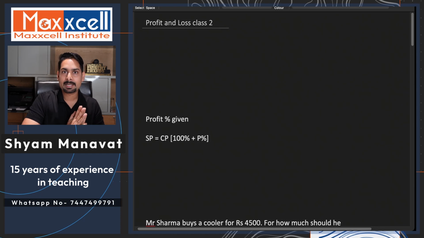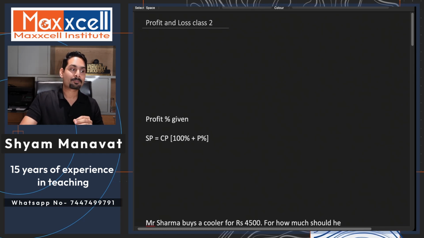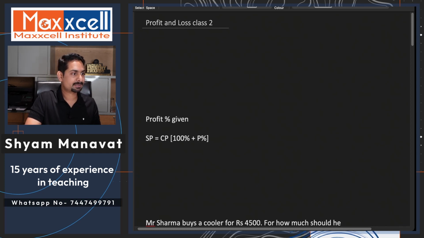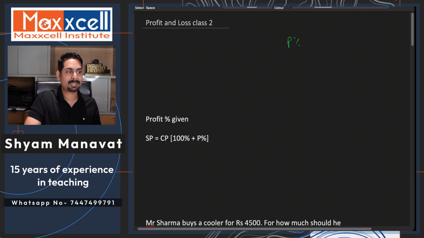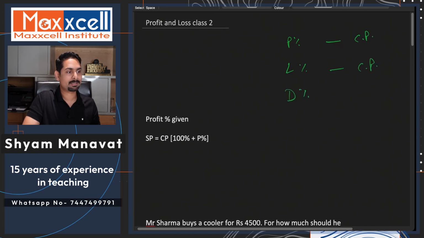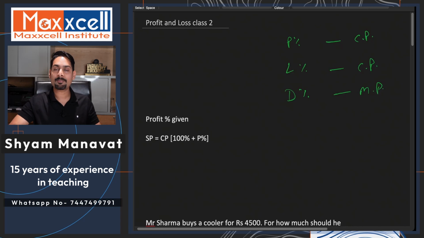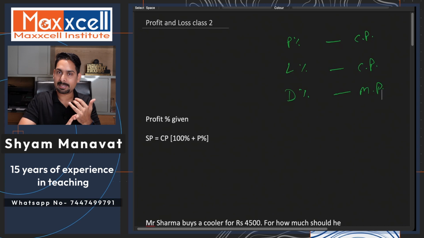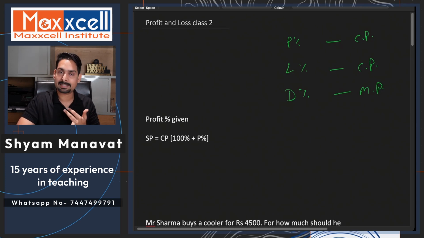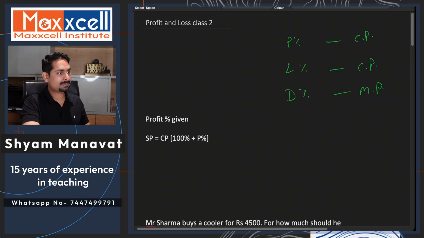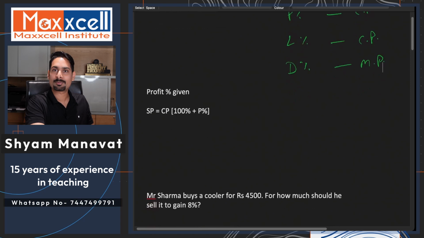Before we start, let me remind you once again of the concept we studied in the previous class: profit percent we calculate on cost price, loss percent we calculate on cost price, whereas discount percent we calculate on mark price. So if you see, none of these three is calculated on selling price. Okay, with this, let's get started with the new concept of profit and loss.